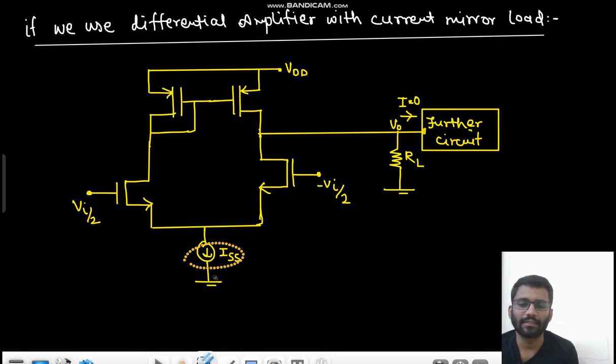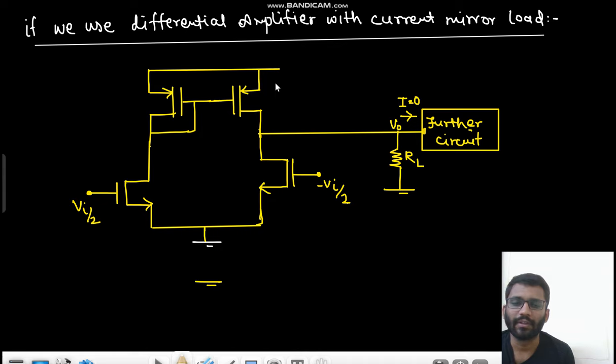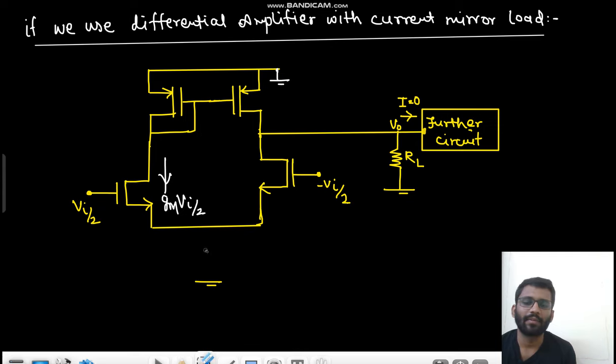Just do the AC analysis. This will be open circuited. This will be grounded. This will also be grounded. So what will be the current here? gm Vin by 2. This was open circuited now. Why did I make this grounded? Why will it be grounded?